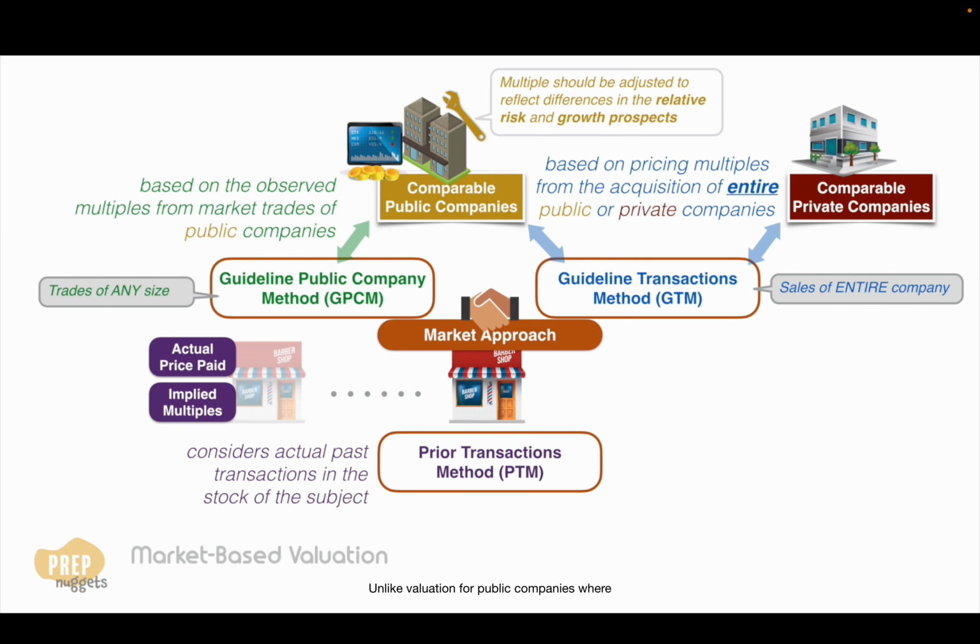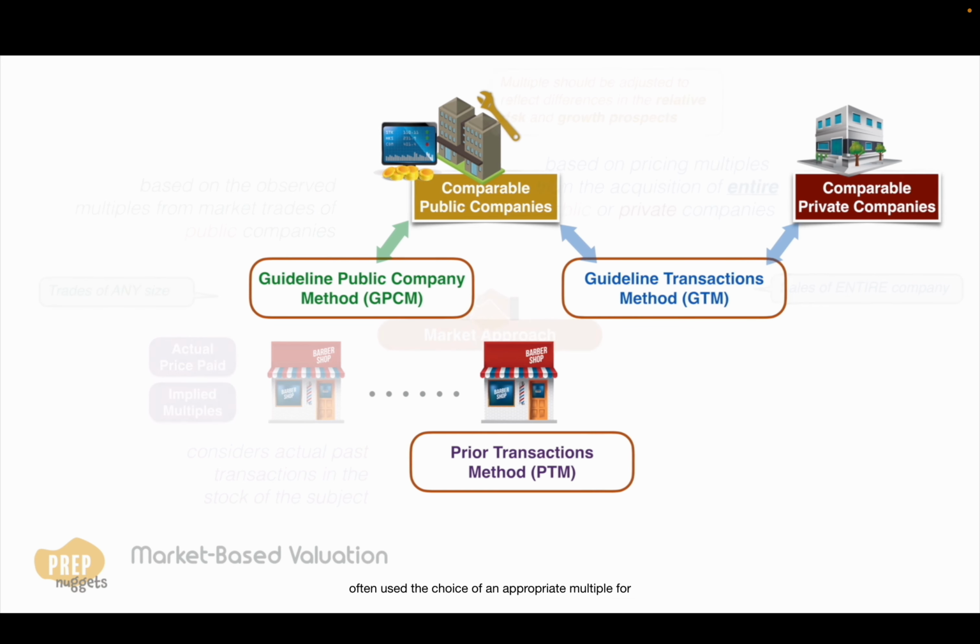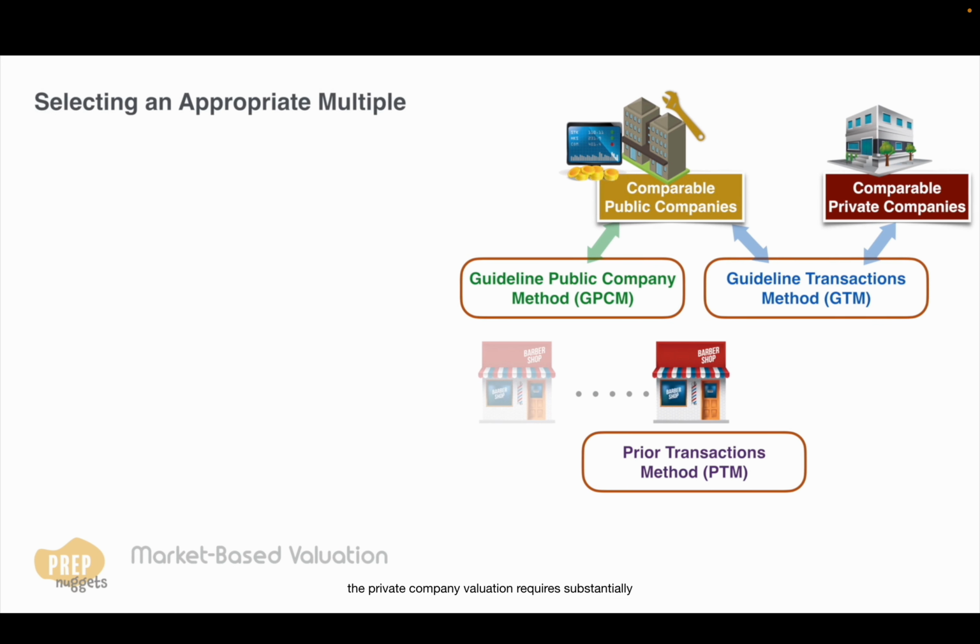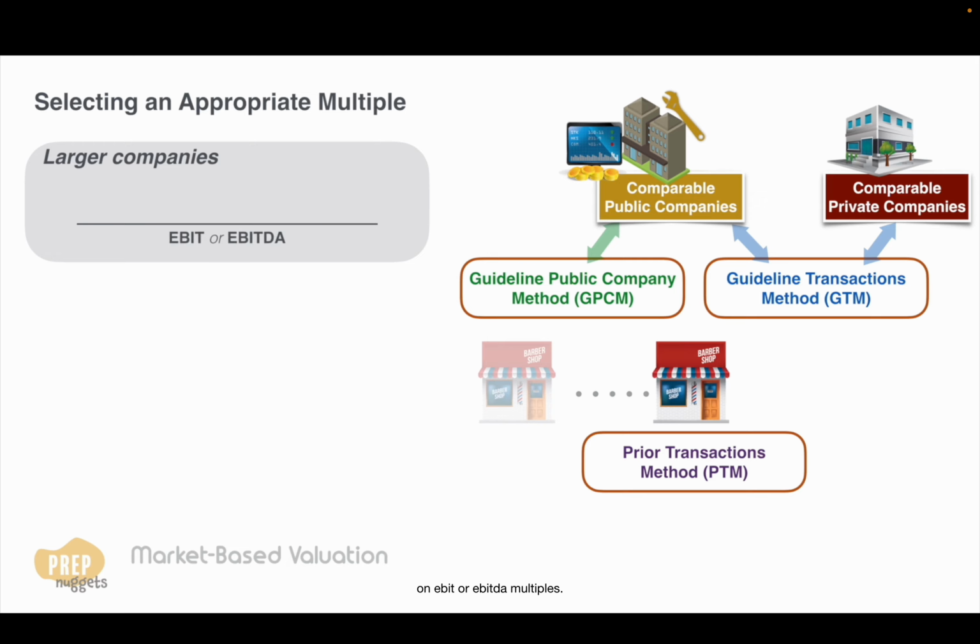Unlike valuation for public companies, where price multiples like PE and PB are often used, the choice of an appropriate multiple for the private company valuation requires substantially more thought. For larger companies, valuation is usually based on EBIT or EBITDA multiples. The market value of invested capital, which is the market value of equity plus the market value of debt, is often used as the numerator.